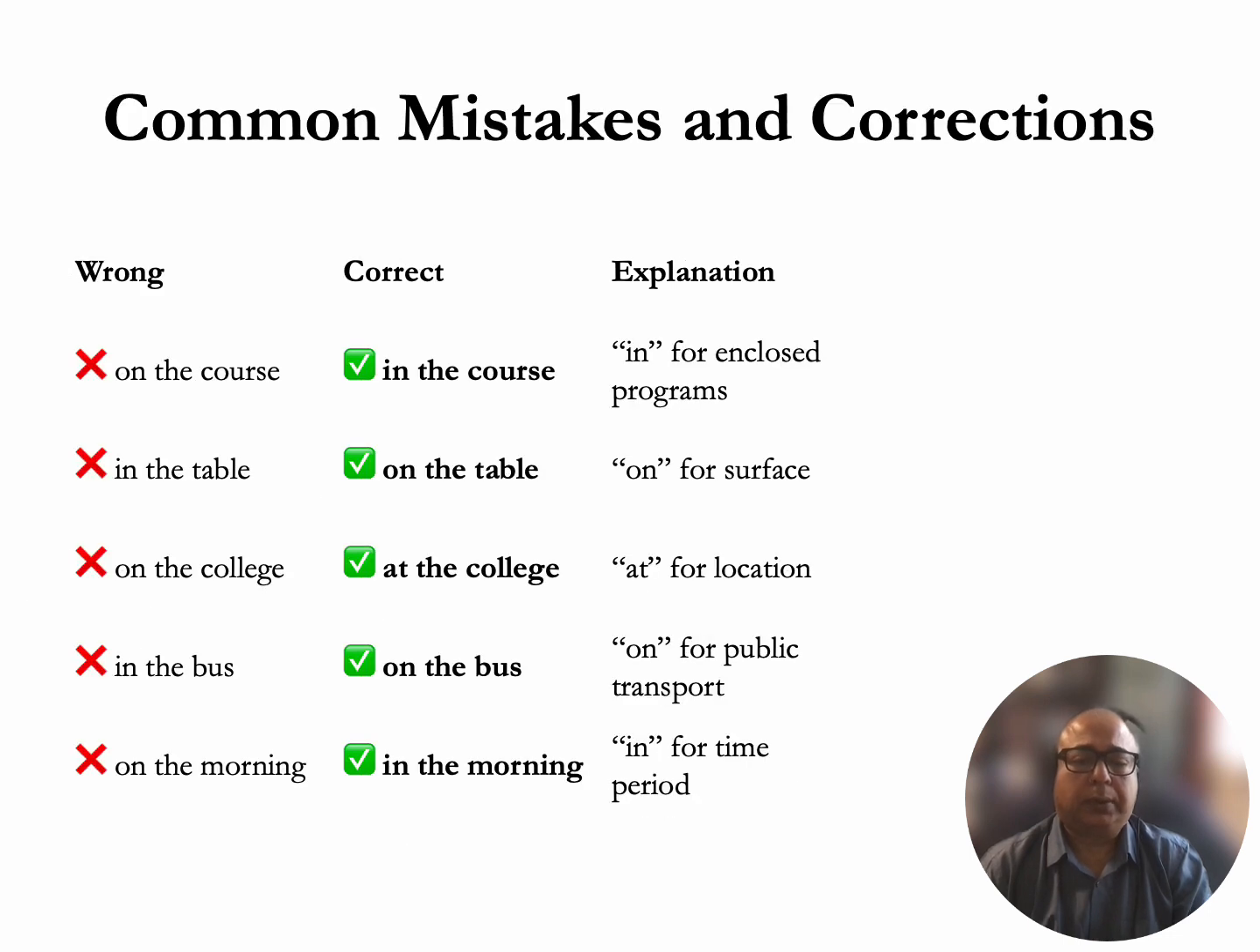All right? So some common mistakes we will look at. Some common mistakes that students make, people make, even native speakers of English make, is in the course, students will say on the course, right? In the table, on for surface. On the college, no, at the college. In the bus, should be on the bus. So on for public transport, on the bus. On the morning is incorrect, should be in the morning, in because it's a time period.